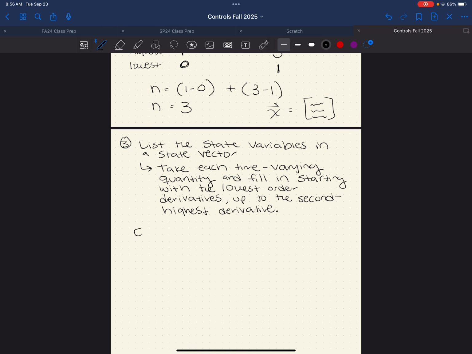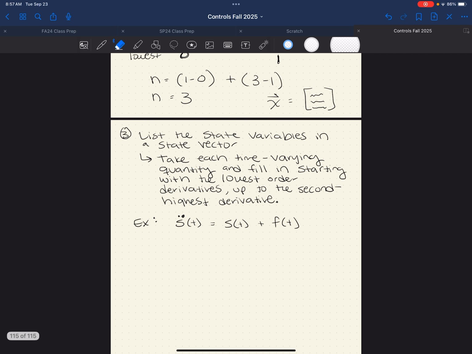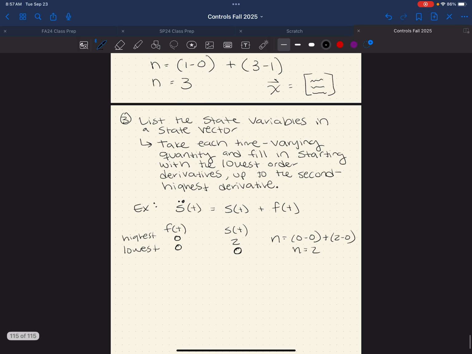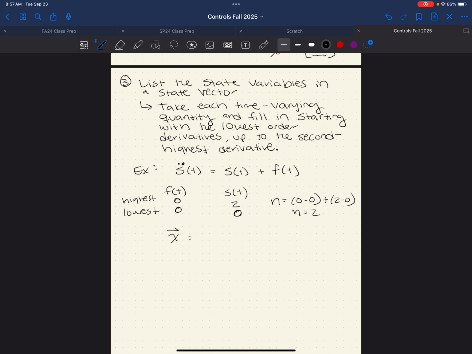Let's do an example. So for example, we have s double dot of t equals s of t plus f of t. Let's figure out the number of states. So we have 2 time varying quantities, highest order, lowest order. Highest order of f is 0 derivatives, lowest order of f is 0 derivatives, highest order of s is 2 derivatives, and then lowest is 0 derivatives. So n equals 0 minus 0 plus 2 minus 0, so n equals 2. So I know that my state vector has 2 quantities.